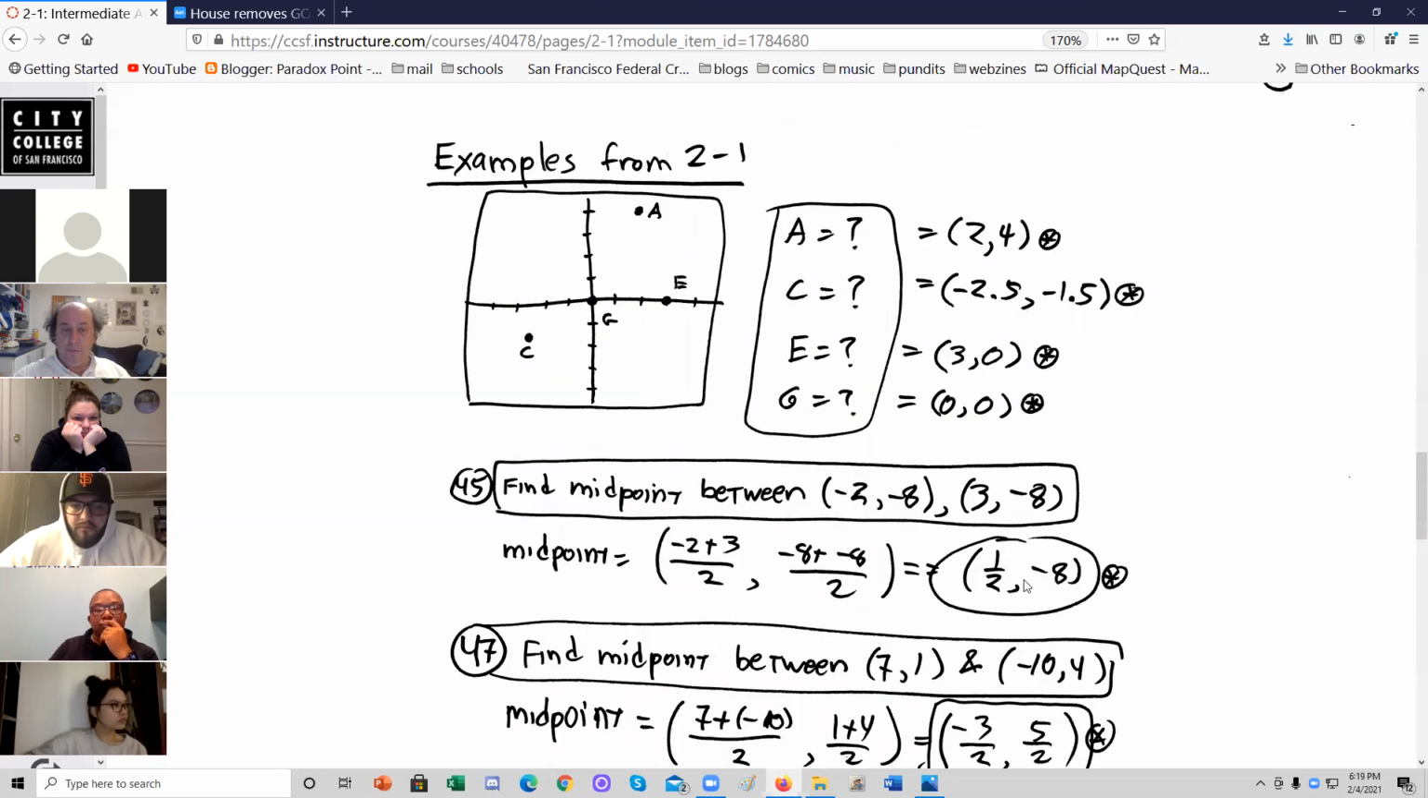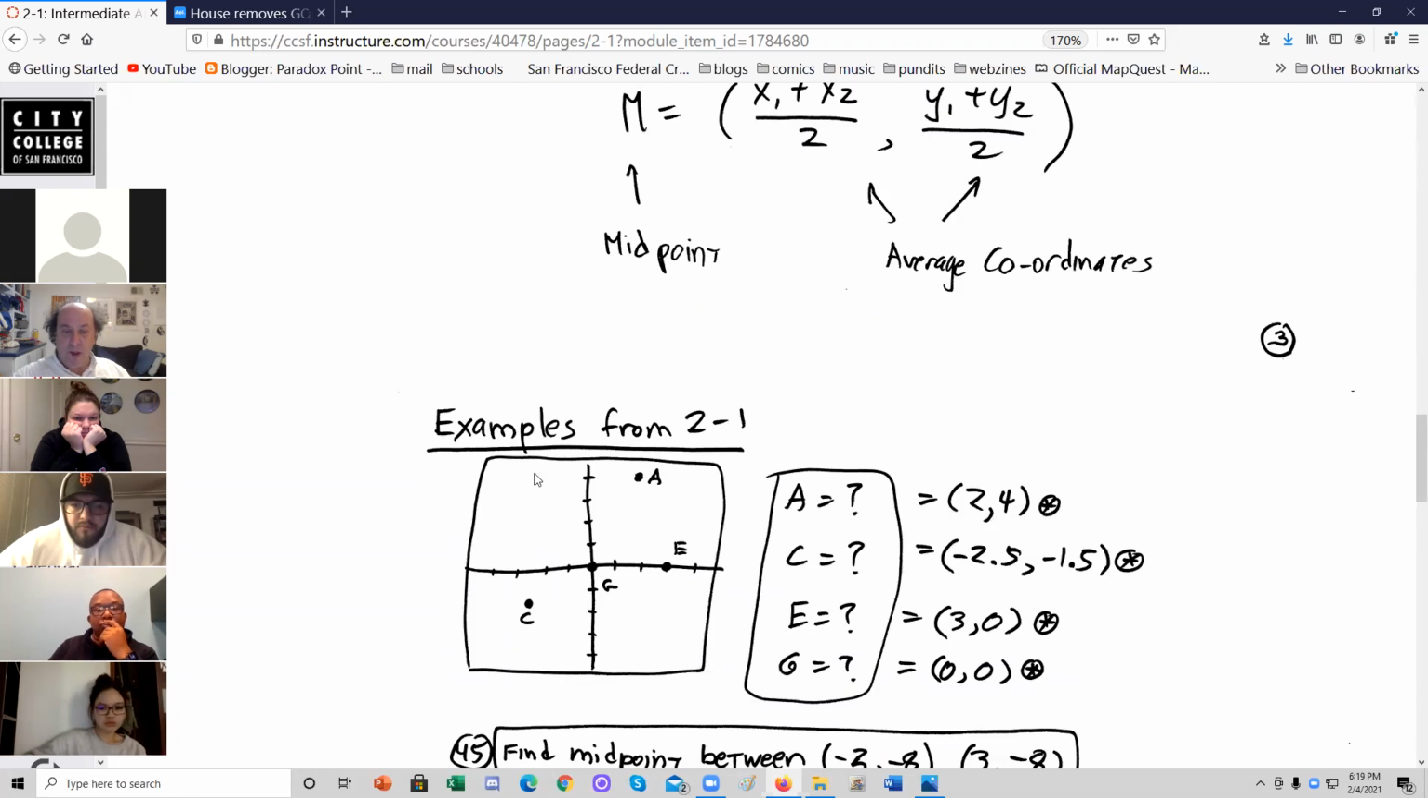So, for example, here we have some points here on a plane. What are the coordinates of A, C, E, and G? Well, A is over 2 and up 4, so it's at 2 by 4. C is back 2.5, down 1.5, so it's at negative 2.5 by negative 1.5. E is on the x-axis over 3, so it's at 3 by 0. And G is the origin point, 0 by 0.